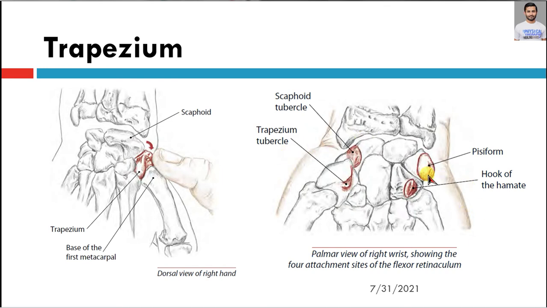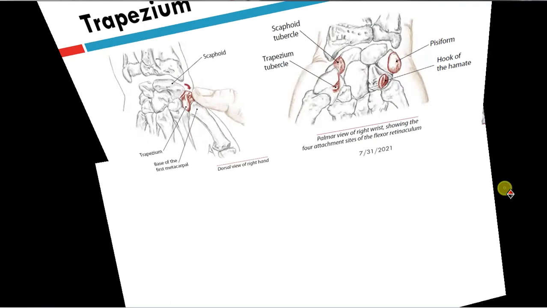Again, this is the palmar view. In the palmar view, the scaphoid is a bit deep, so it is difficult to palpate in this position, but the trapezium is very accessible in this position, whereas it is also accessible in this position as well. And we mentioned earlier that the pisiform and the hook of hamate are also very readily palpable in this palmar position.